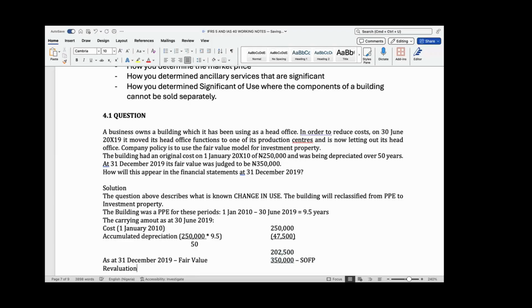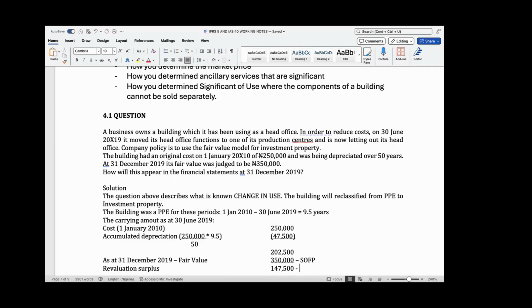There's a revaluation surplus here of how much? What's the difference between the two? It is 147,500. Now, this 147,500, where is it going to go? Where will it be recognized?